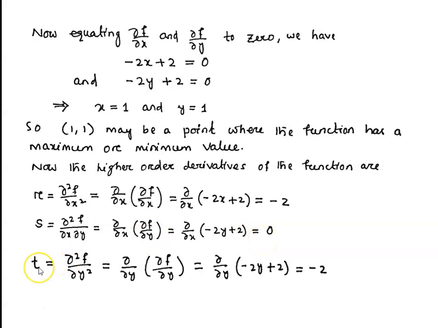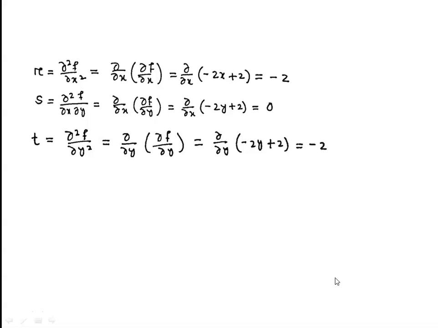Now the partial derivative t, that is ∂²f/∂y², is ∂/∂y of ∂f/∂y. And our ∂f/∂y is -2y + 2. Now differentiating this with respect to y, we have -2. The derivative of -2y is -2, and the derivative of 2 is 0. So we have -2 here. So our r is -2, s is 0, and t is -2.